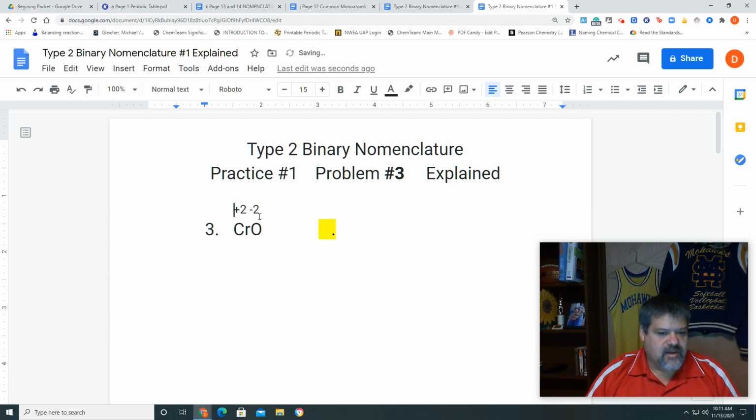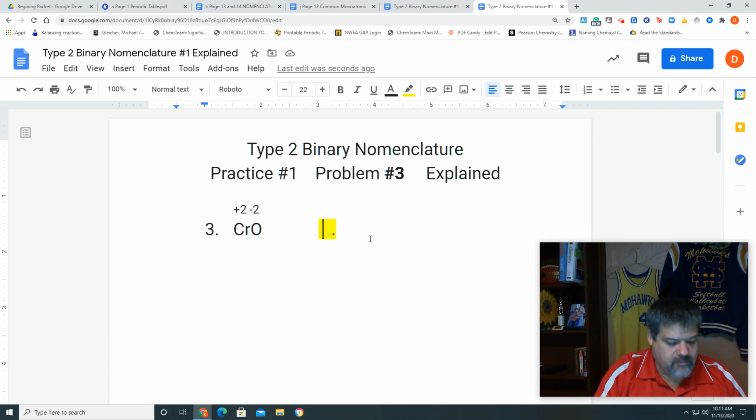Okay, now I could do this. -2 times 1 is a -2. This is a +2 divided by 1 is a +2. So again, when we go ahead and write this out, we have to write this charge right there for the chromium in Roman numerals after the chromium.